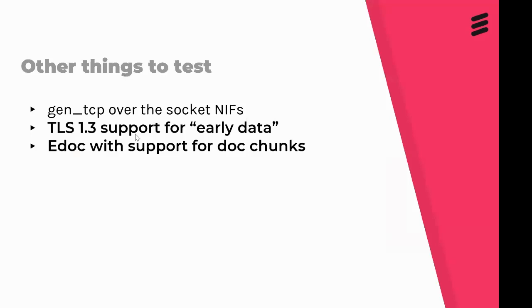And other things that you could test as well is, for example, to use the gen_tcp over socket NIFs. It was available in OTP 23 as well, but now it has been reworked so that gen_tcp should be as compatible as possible with gen_tcp over the inet driver instead of sockets. We also have support in TLS for early data that could bring quicker handshakes. You can try that as well.